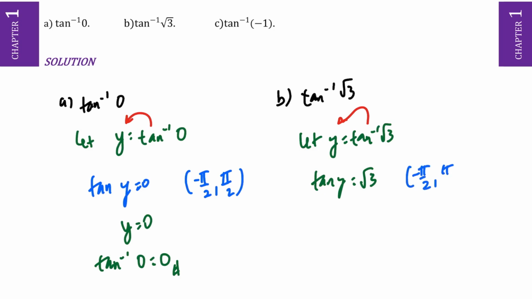So we need to find the angle such that the tangent of the angle gives root 3. The answer is pi over 3. Pi over 3 is within the domain given here. Therefore, we can write your answer: inverse tangent root 3 is equal to pi over 3.